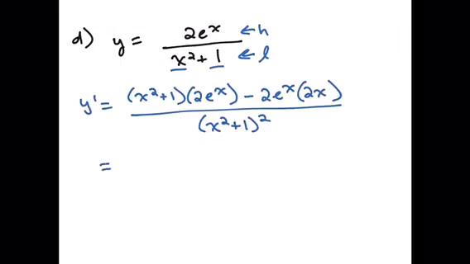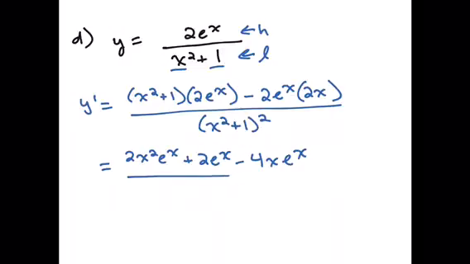And if we clean up the numerator, I will get 2x squared e to the x plus 2e to the x minus 4x e to the x. None of those are like terms. They can't be combined. Nothing will factor out and simplify, so that is my final answer.